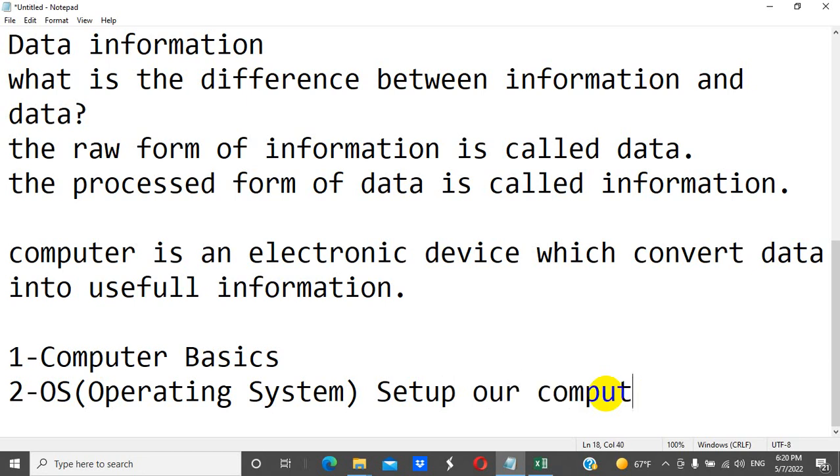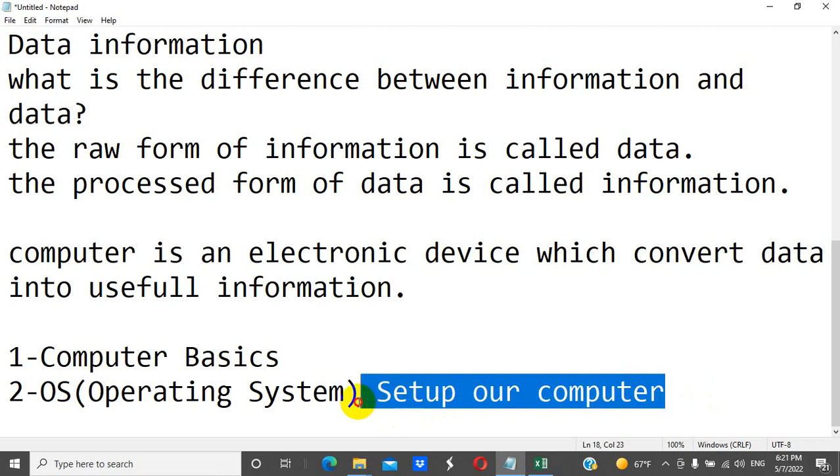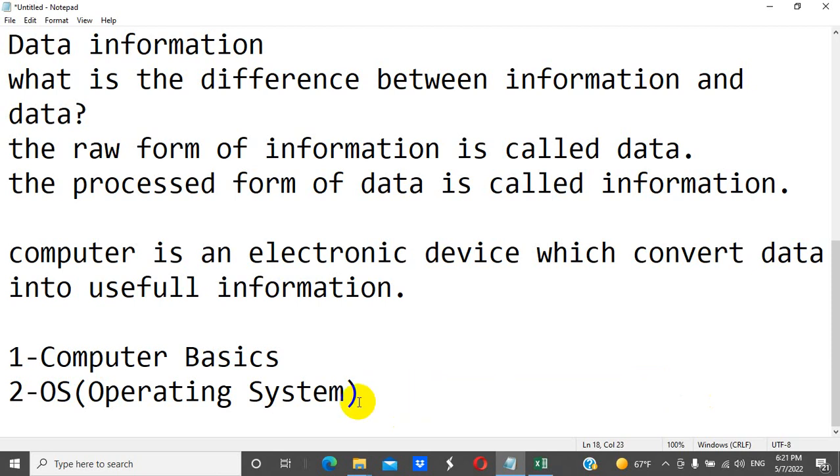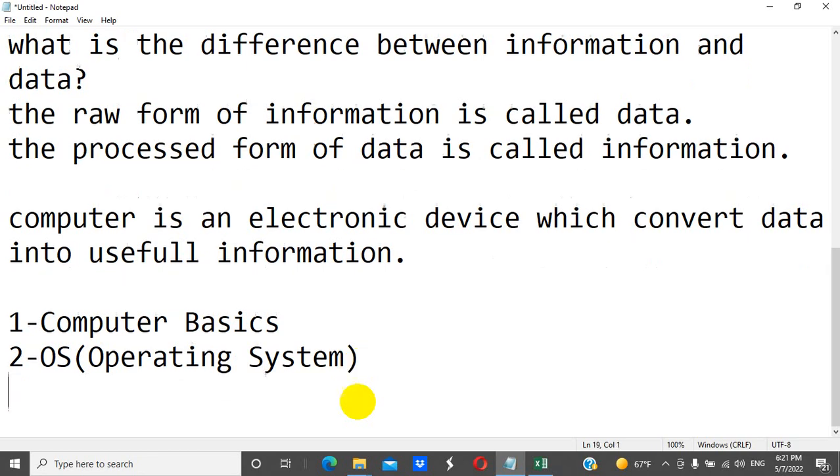In operating system we will learn the usage of the computer, how to use the computer, how to make files secure in our computer, and how to install other programs and software in our computer. As I told, we will create a security policy for our computer. After studying operating system, there will be no problem in the usage of the computer for us. And after that we will learn Microsoft Word.